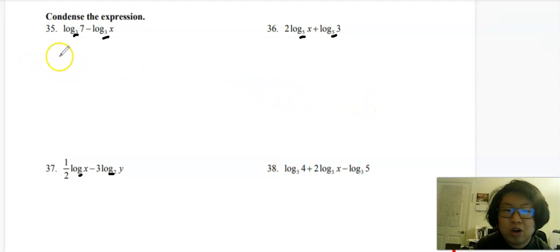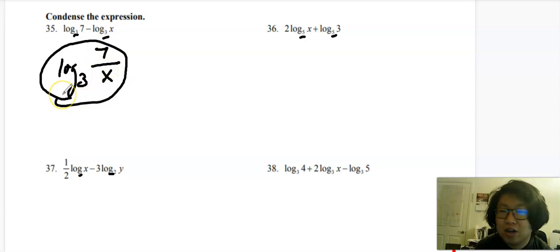Okay, so let's see here. We got log base 3 of 7 minus log base 3 of x. Alrighty. Those are the same log, so I should end up with log base 3 of something. 7 minus x. Okay, so 7 divided by x. There's my answer. Undoing the rule. Very simple. Alright, next one we have 2 log base 5 of x plus log base 5 of 3.